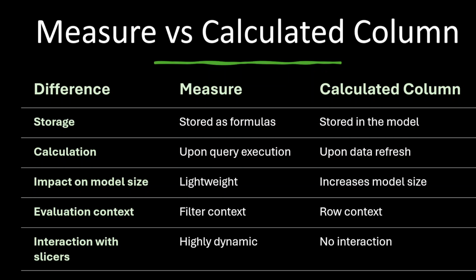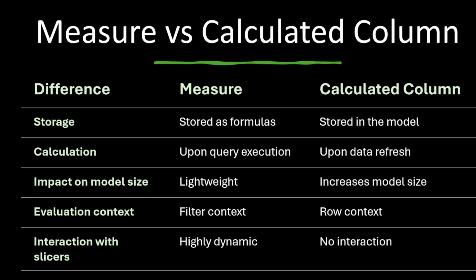Now impact on model size. Measures are pretty lightweight because they are stored as formulas, whereas calculated columns increase your model size because they are occupying some space. They are stored as a physical column in your table, so definitely it is going to increase your model size. Evaluation context. Measures work on filter context because first they are filtering your data and then they are calculating the values, whereas calculated columns work on row context. They are getting executed for each and every row.